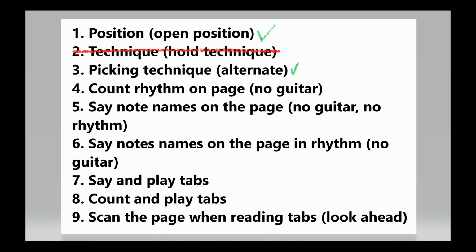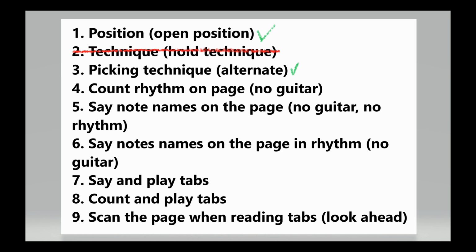That means you need to have a plan in the picking hand when approaching the tabs. So for example, if you're learning the tabs to a really fast guitar solo, more than likely you're going to be using alternate picking technique. So it only makes sense that you would practice your tabs with alternate picking.